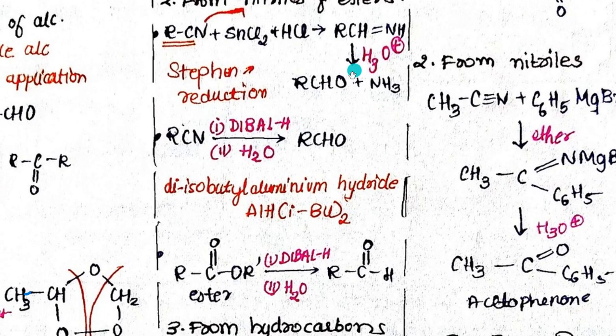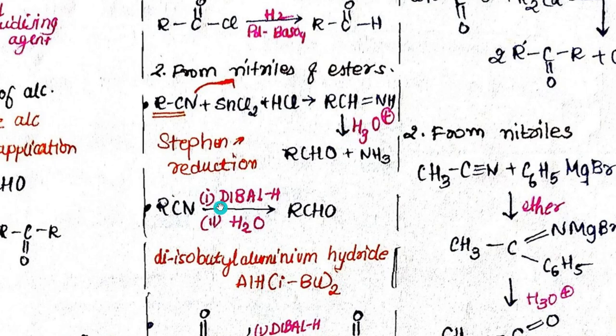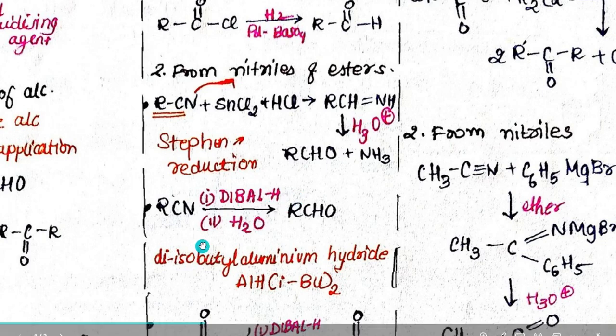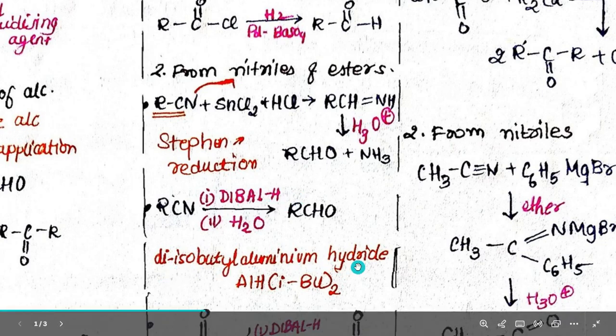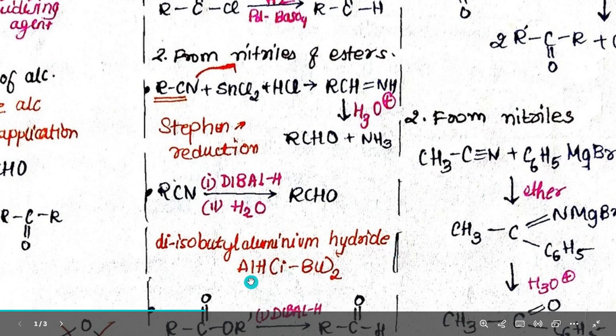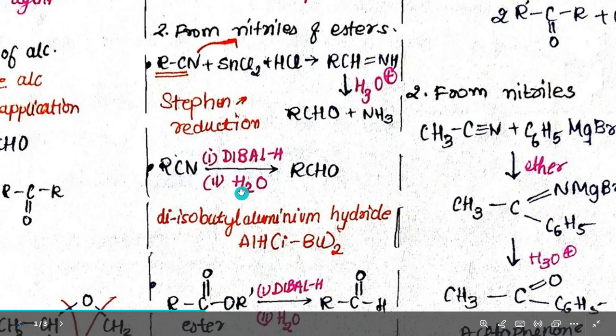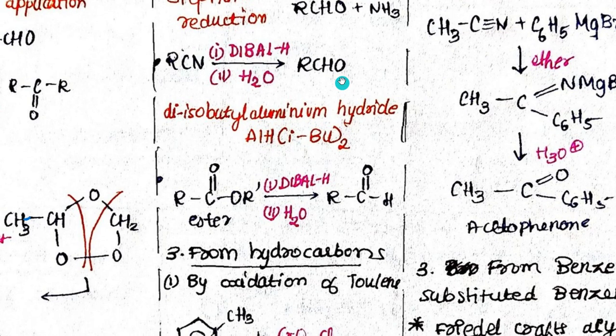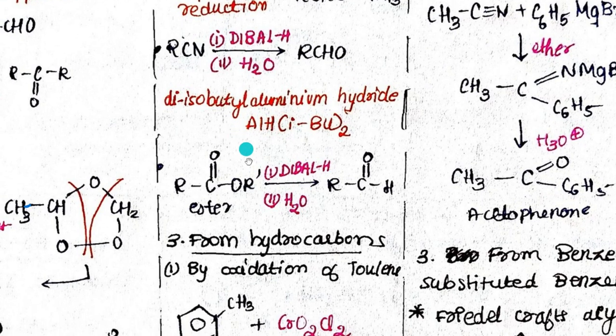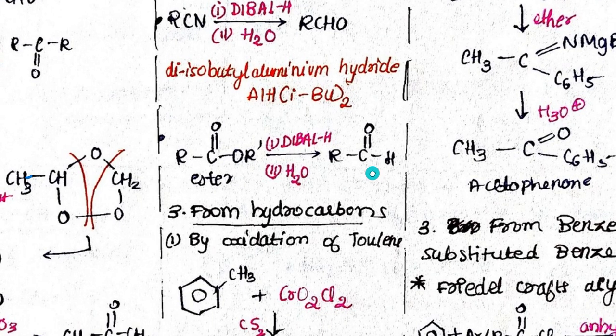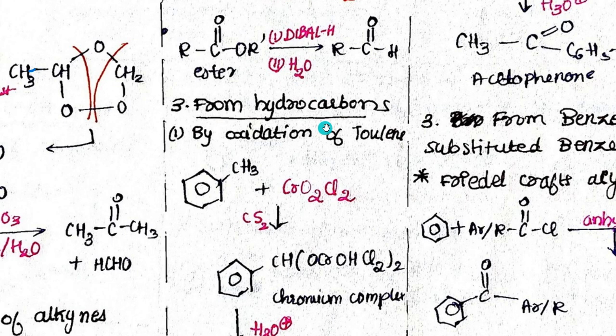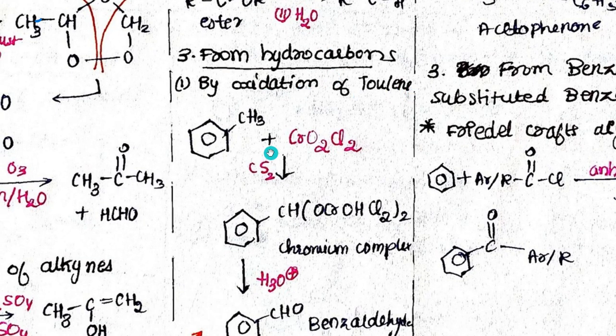This same reaction can be done directly with the help of DIBAL-H, which is diisobutylaluminium hydride. It can also be written in this way on the arrow. The second step, reacting with H2O, directly gives us RCHO. Now again, when we talk about esters, reacting with DIBAL-H and, second step, H2O will give us an aldehyde.